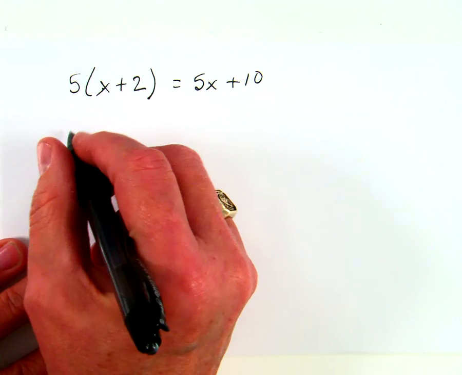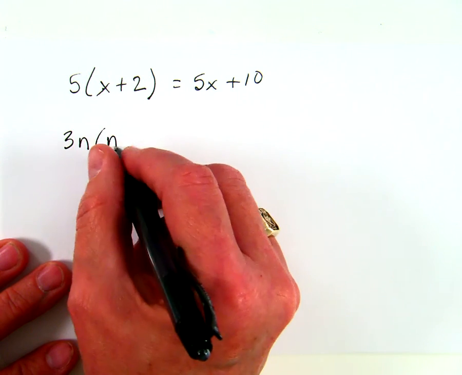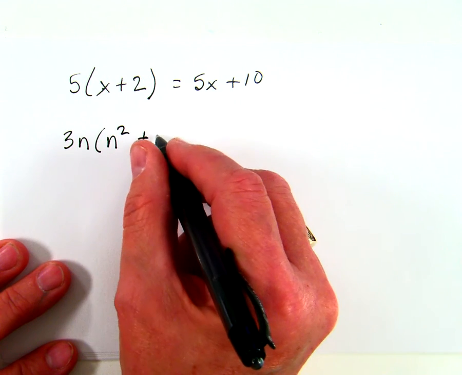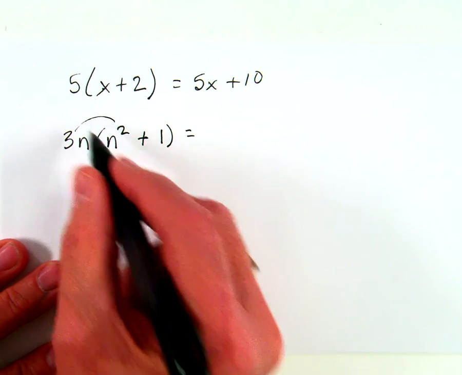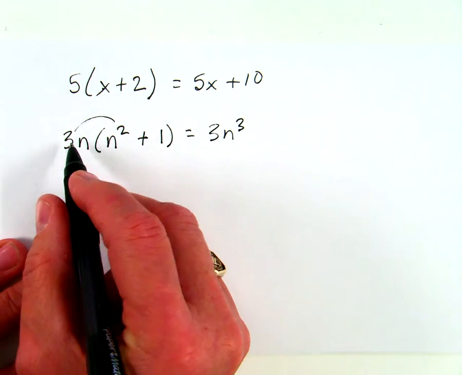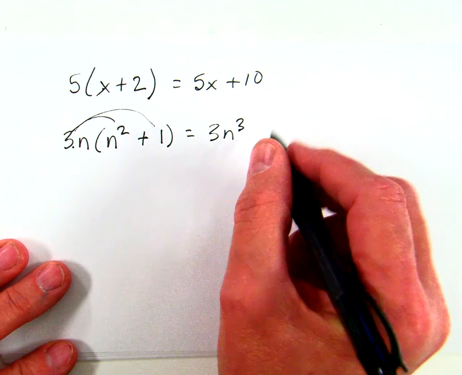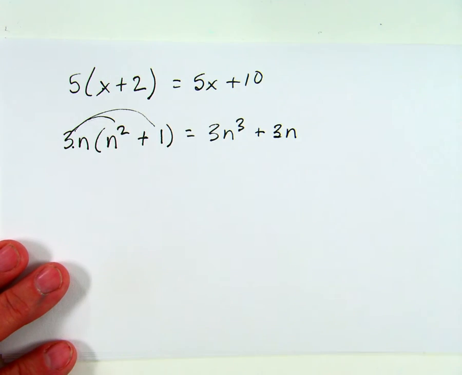Now you knew that. And a reminder here, what if you have 3n times (n squared plus 1)? What's that going to be? 3n times n squared is 3n cubed. 3n times 1 is plus 3n. Okay, you should be remembering this stuff.